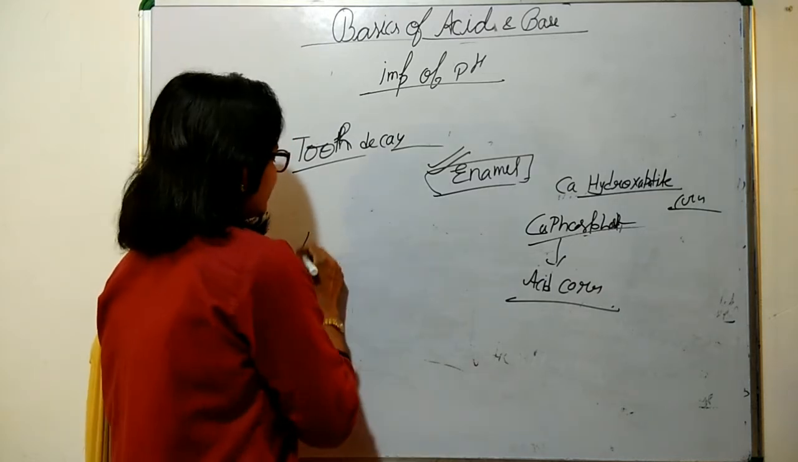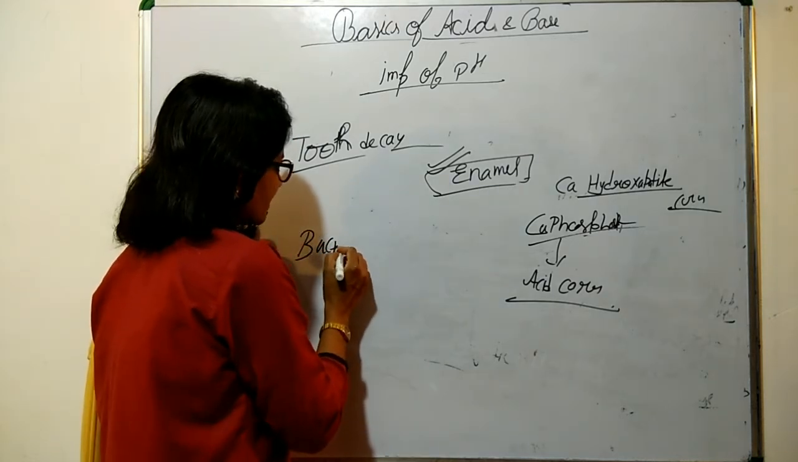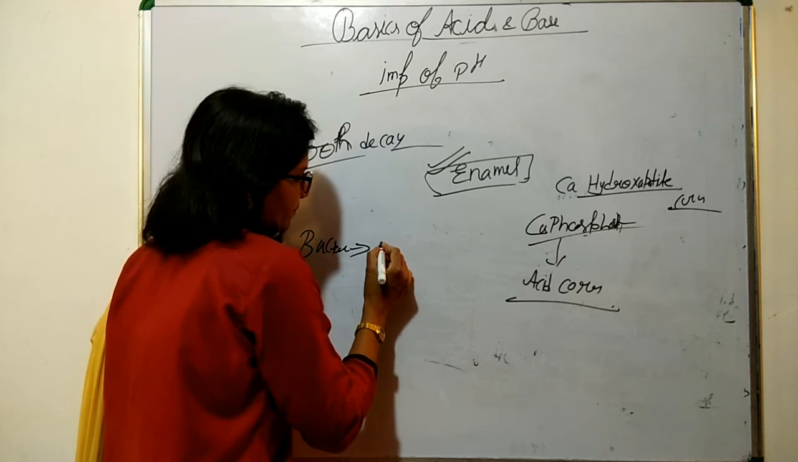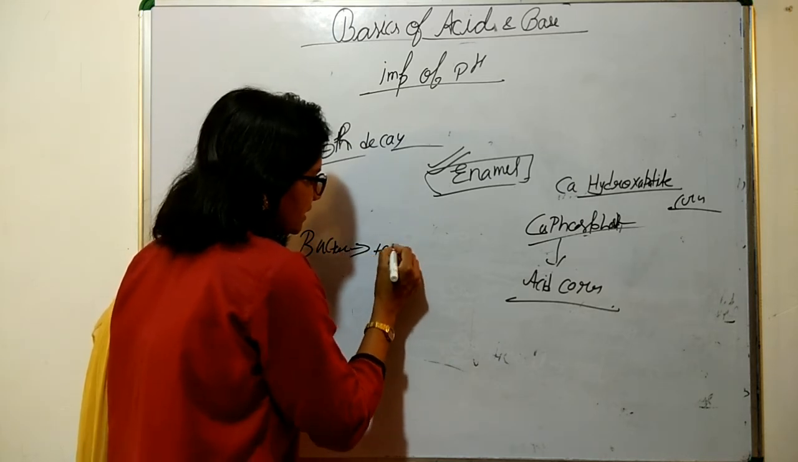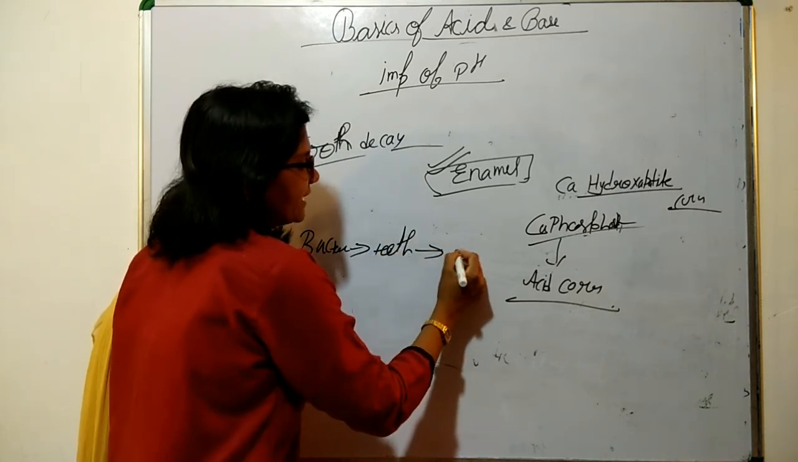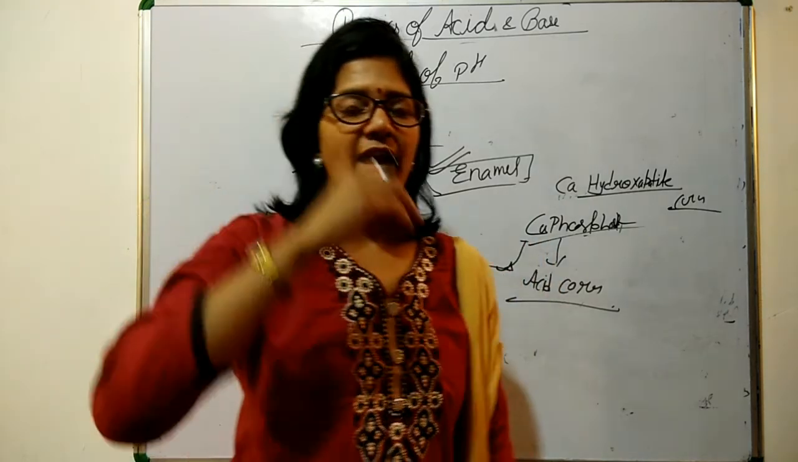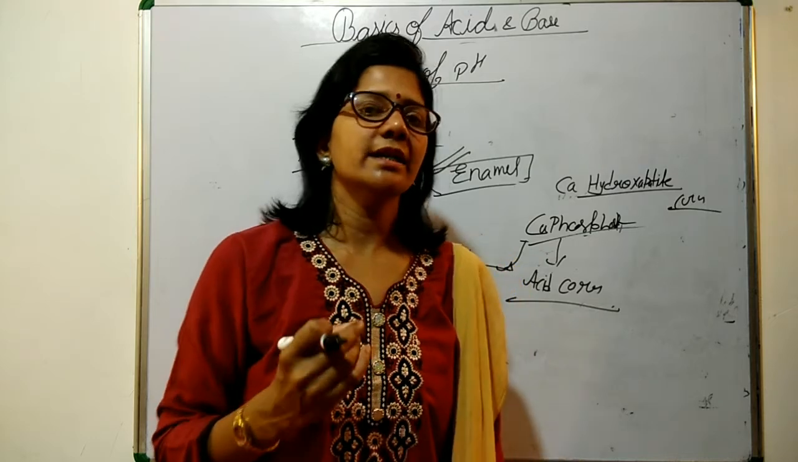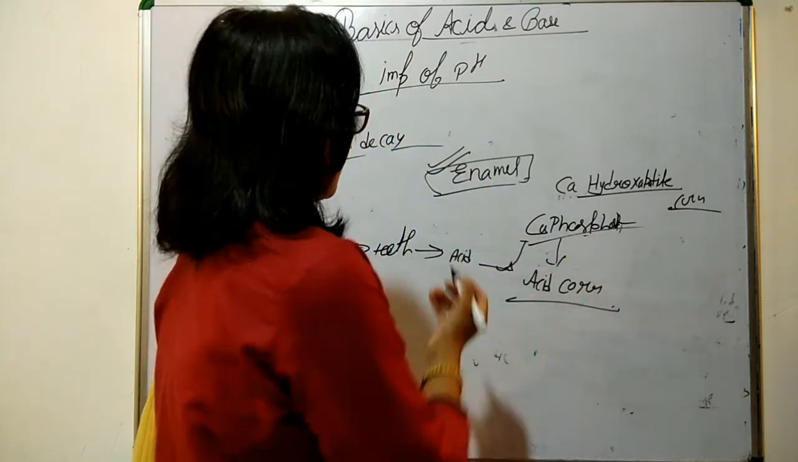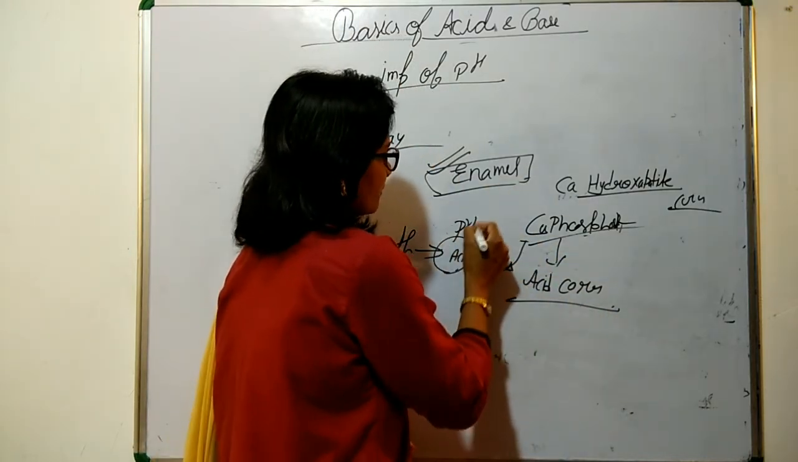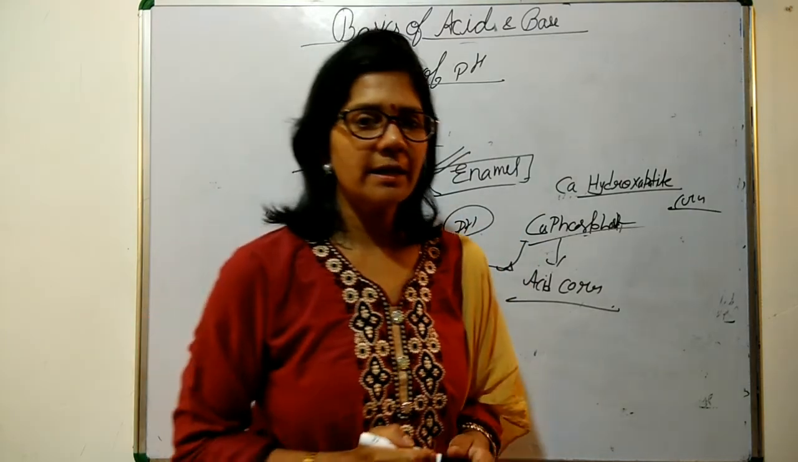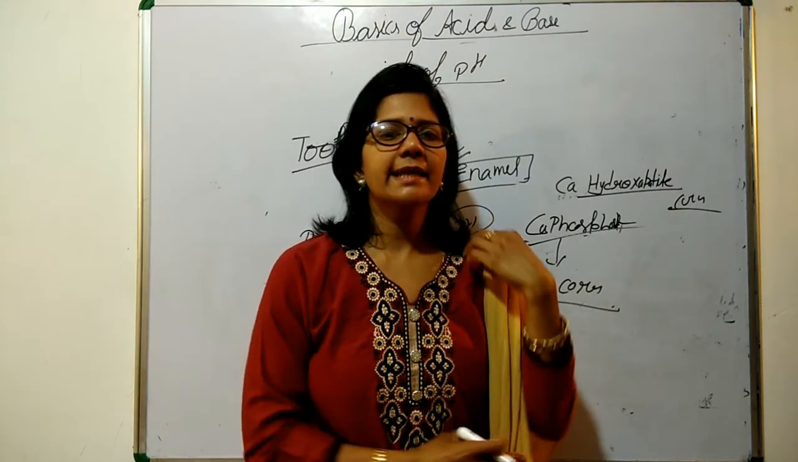When bacteria are present in our teeth, they may create an acidic medium, which corrodes the enamel, and finally it forms cavities in our teeth. So tooth decay depends upon the pH of our mouth, the whole buccal cavity.